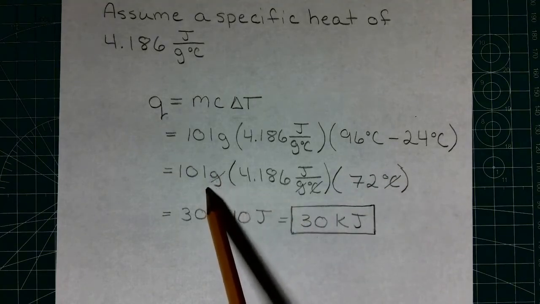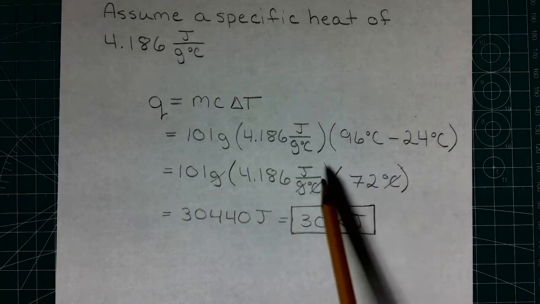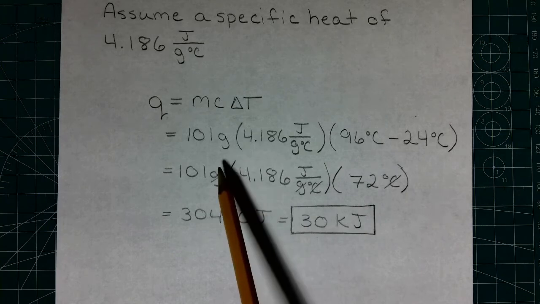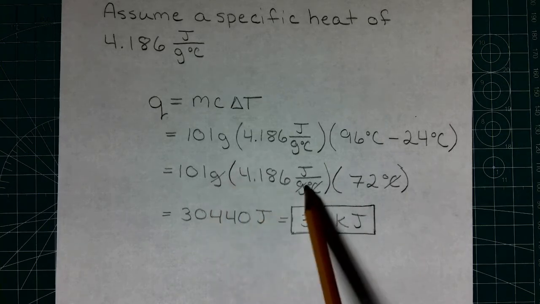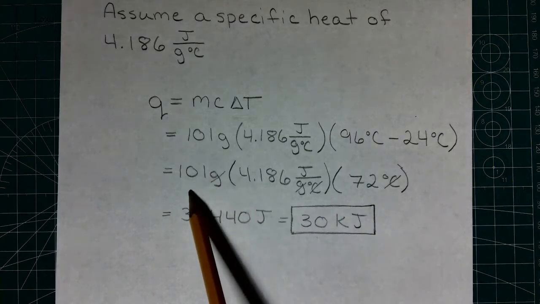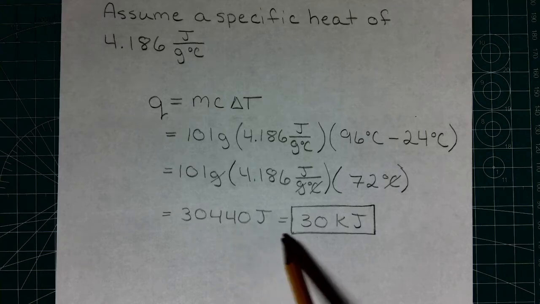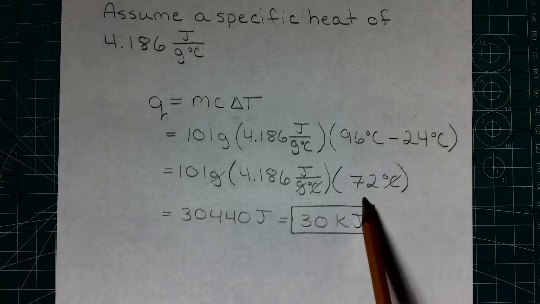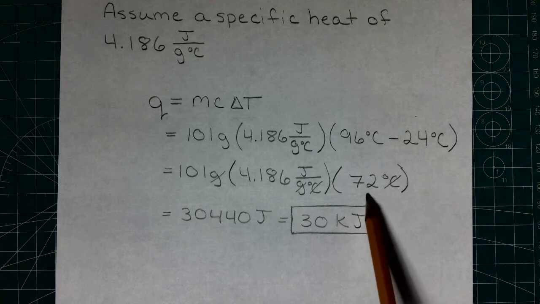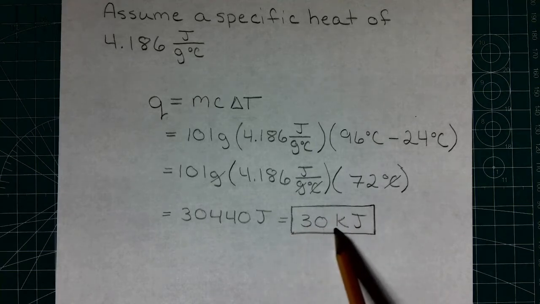And if we do this multiplication through here, we cancel the degrees Celsius, we cancel the grams, we multiply 72 times 4.186 times 101, and we get 30,440 joules. We only have two significant figures here, so we can say that this is equal to 30 kilojoules.